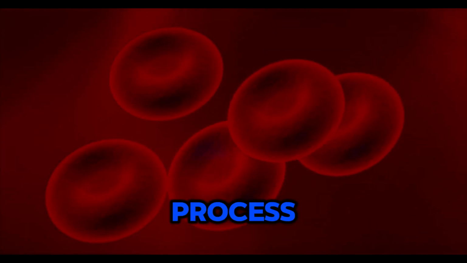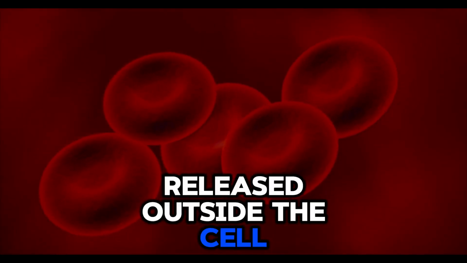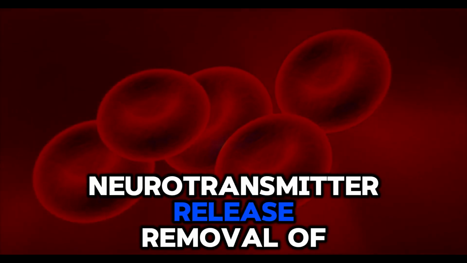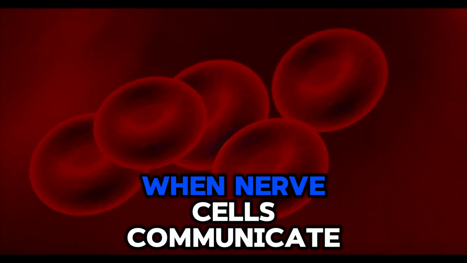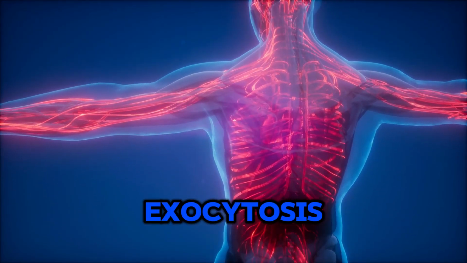Exocytosis is the opposite process. Materials inside vesicles are released outside the cell. Examples include hormone secretion, neurotransmitter release, and removal of wastes. When nerve cells communicate, neurotransmitters are released through exocytosis.